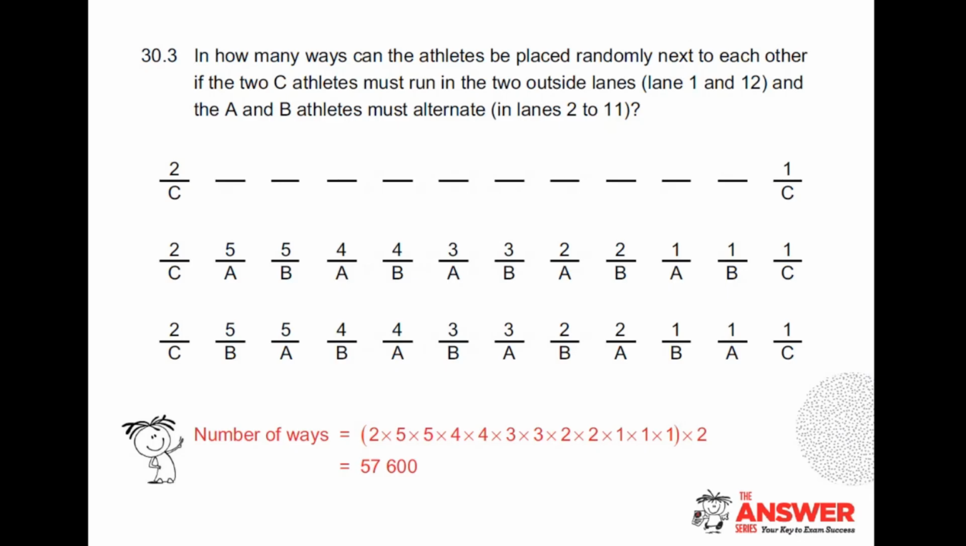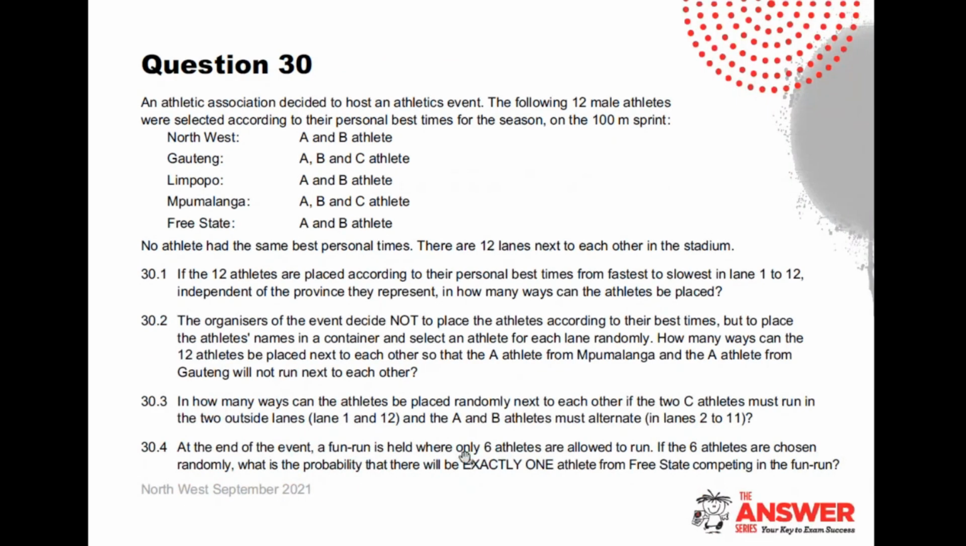Last question. At the end of the event, a fun run is held where only 6 athletes of the 12 are allowed to run. If the 6 athletes are chosen randomly, what is the probability that there will be exactly 1 athlete from Free State competing in the fun run?